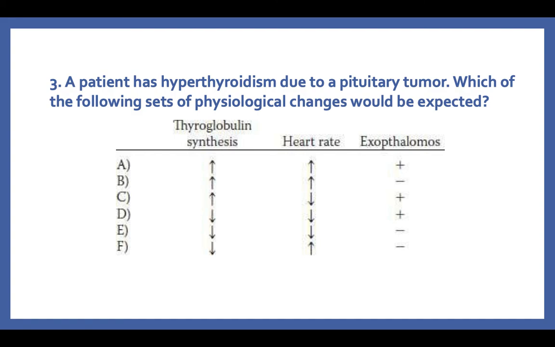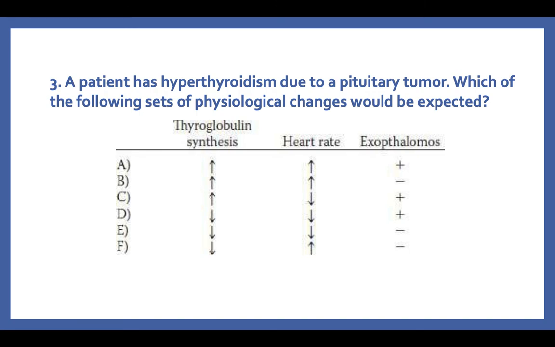So, let's first look at the heart rate column. In the heart rate column, we said that the function of the thyroid gland is to try and increase your heart rate, your contractility, stroke volume, and cardiac output. Now this patient has hyperthyroidism, which means it has to be a greater heart rate. So from this we can immediately cross out C, D, E. So the option is between A, B, and F.